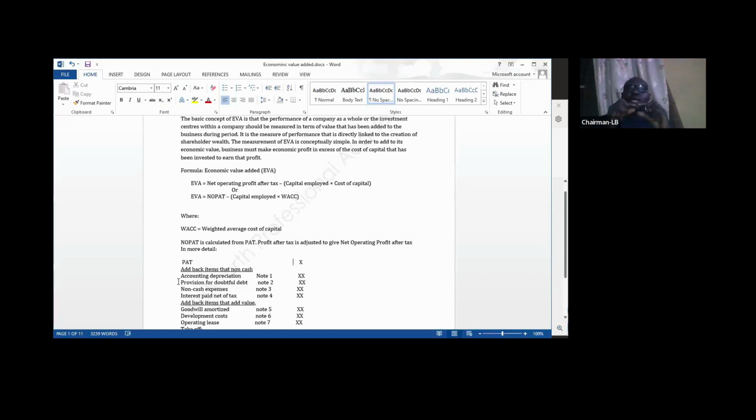What economic value added is trying to do is to remove accounting conventions and assumptions, where you have provision for doubtful debt, provision for deferred taxation, all your provisions. In as much as that event has not happened, you are going to add back.